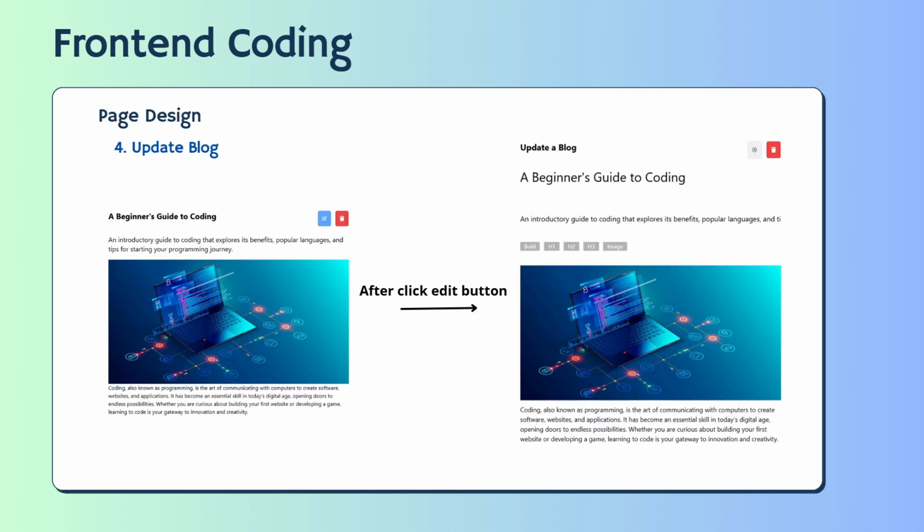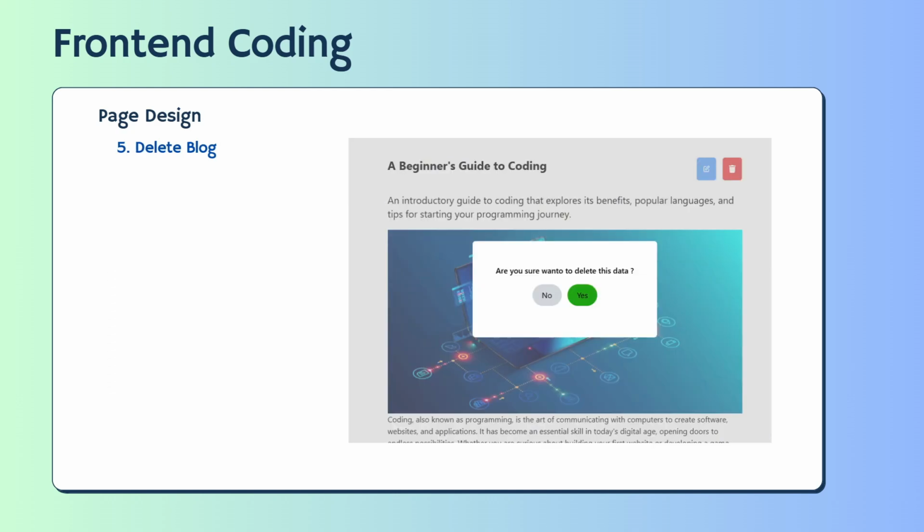If we want to update, we click the pencil button and the page lets us update the data. Meanwhile, if you want to delete the blog, click on the trash icon and a pop-up will appear to confirm whether you want to delete the data.